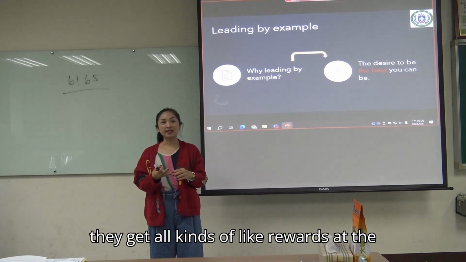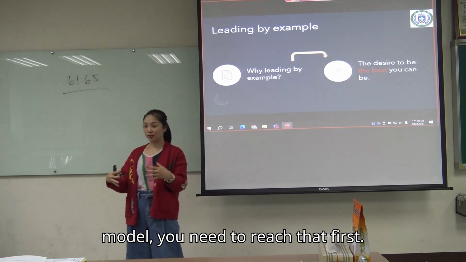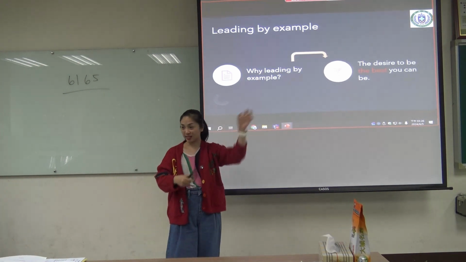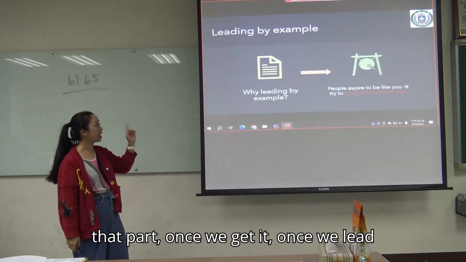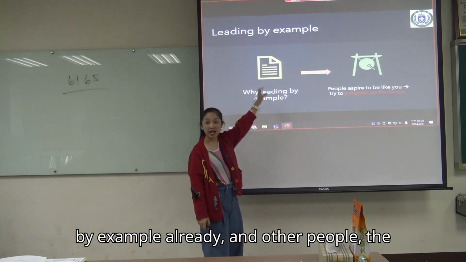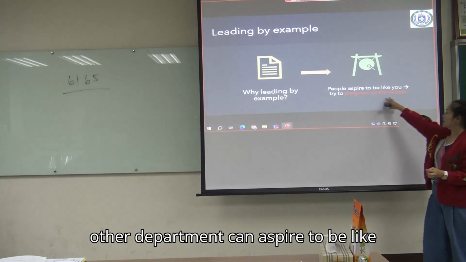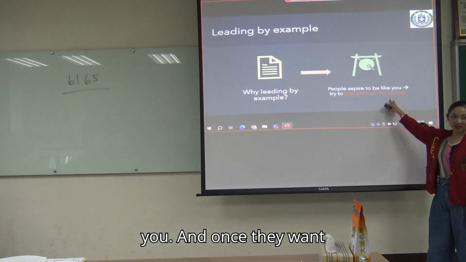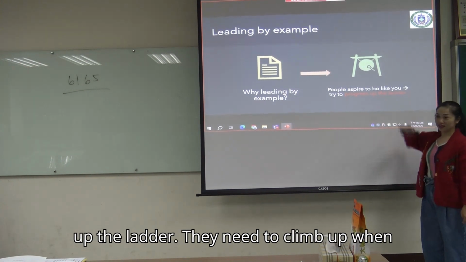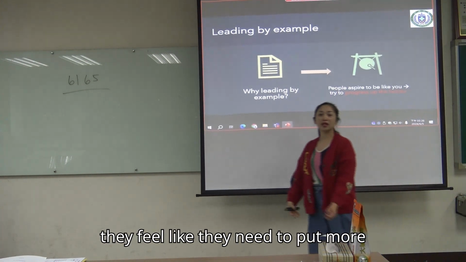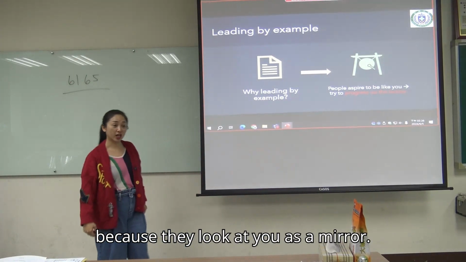And they get all kinds of rewards at the end of the year. So if you are the role model, you need to reach that first. Then other people can follow you. And once we lead by example, the people in your team or in other departments can aspire to be like you. And once they want to be like you, they will try to progress up the ladder. They need to climb up when they see they need to put more effort into their work or their tasks, because they look at you as a mirror.